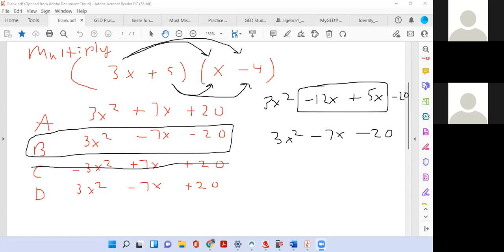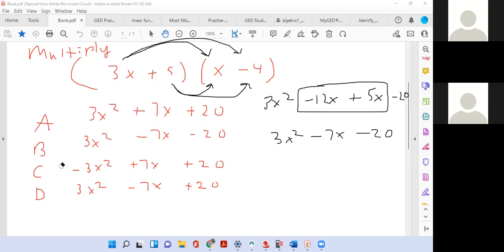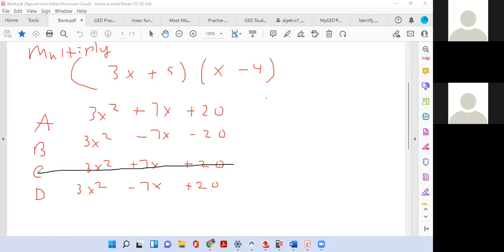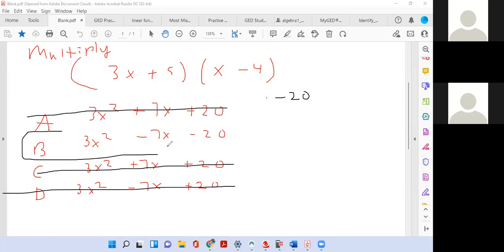Now, watch this. I want to show you something. Remember I told you math is about patterns. So the first thing I would do is 3x times x, which is 3x squared. So I got rid of C. The second thing I'm going to do is 5 times minus 4 is minus 20. So I know my last term is minus 20. Can be A, can be D. I'm done. 10 seconds. Wow.